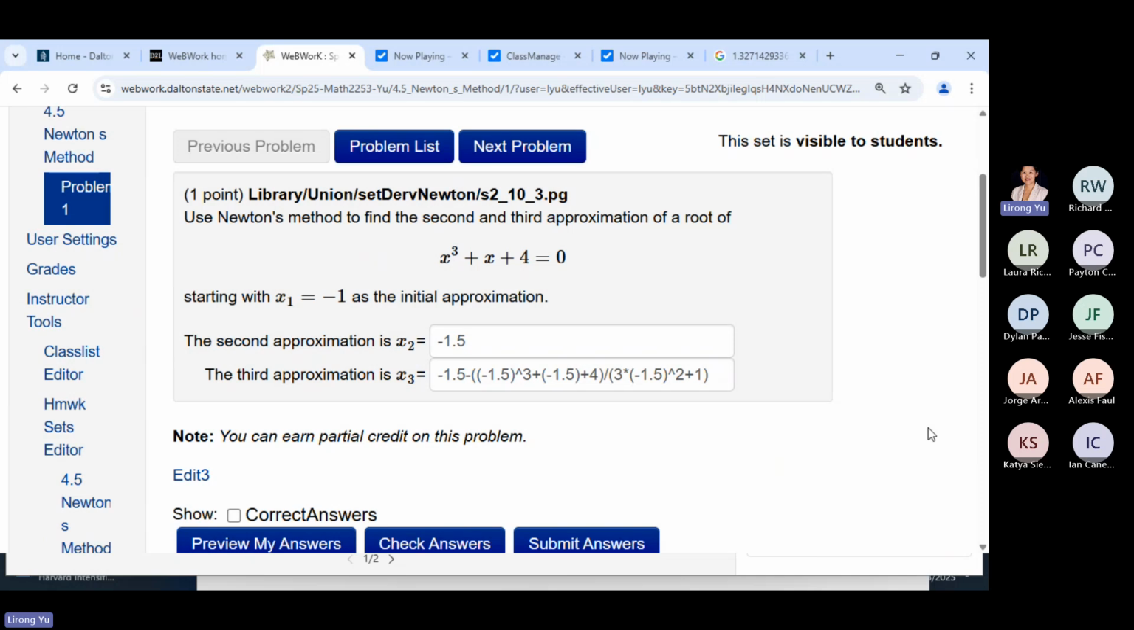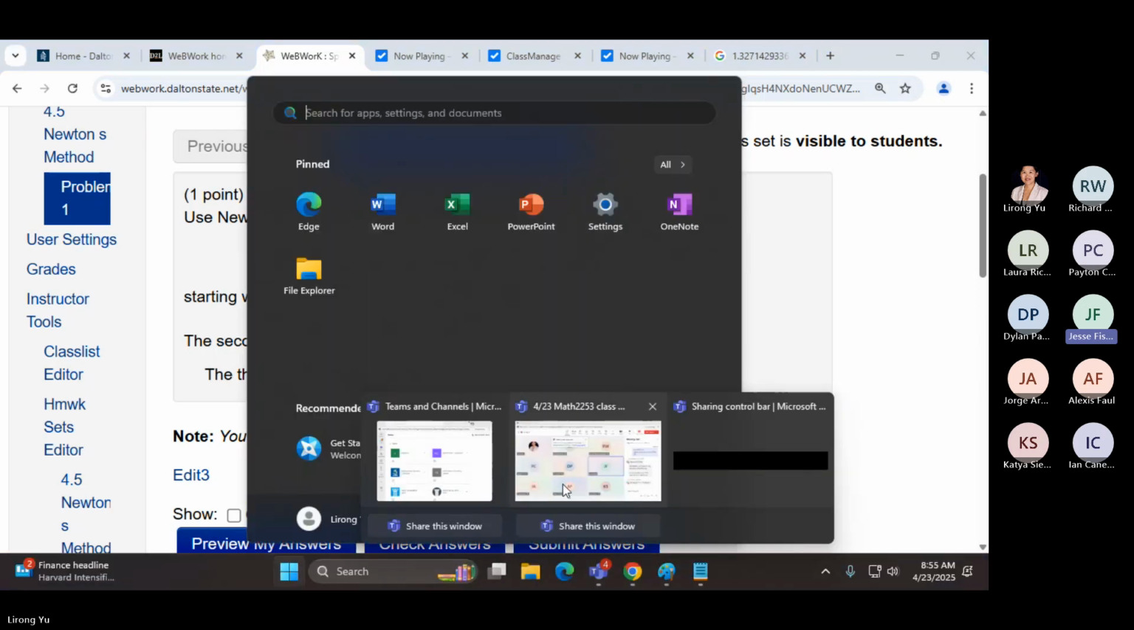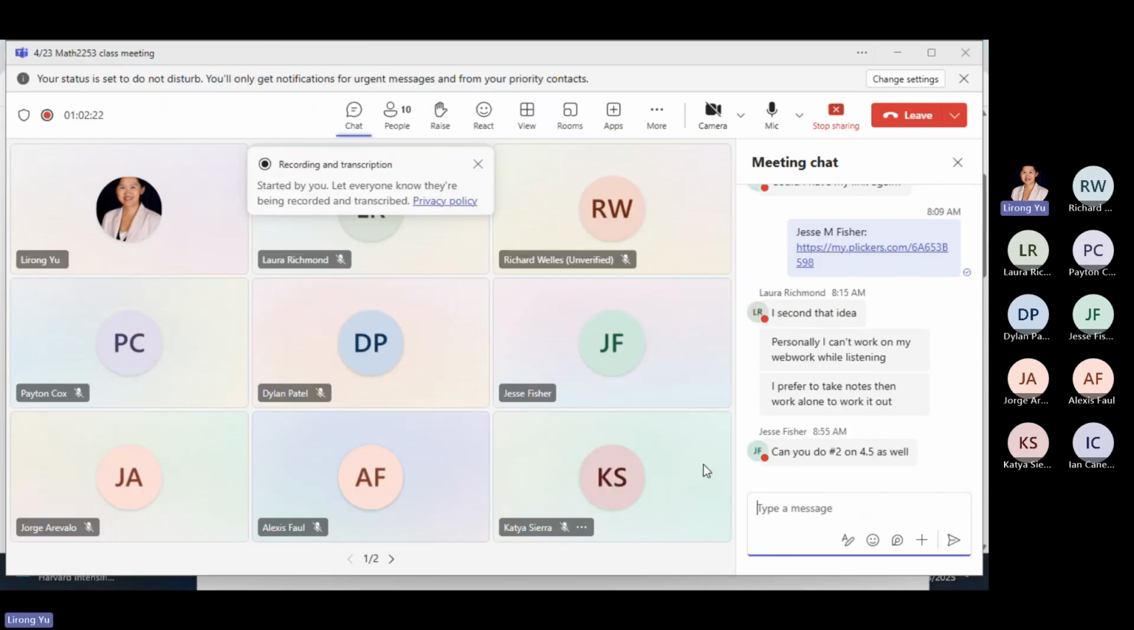Any other question from the test or from the homework? Could you go over question 2 on that same section real quick? 5. Okay. Let me see.